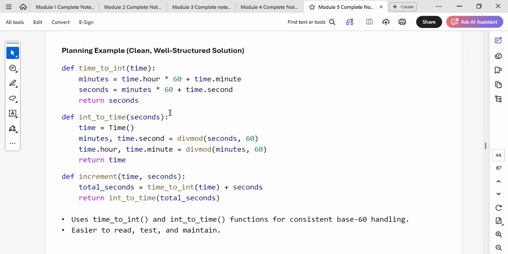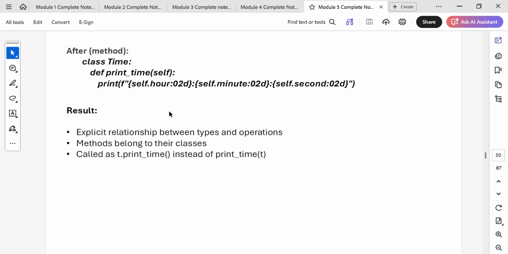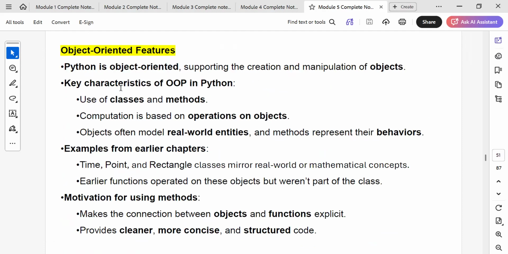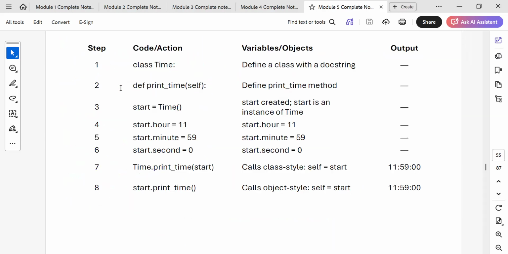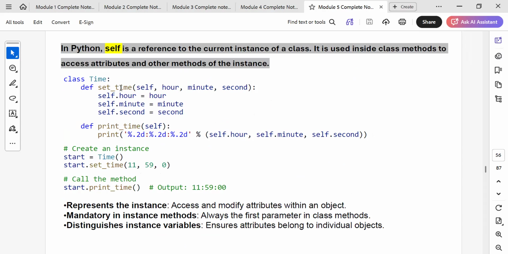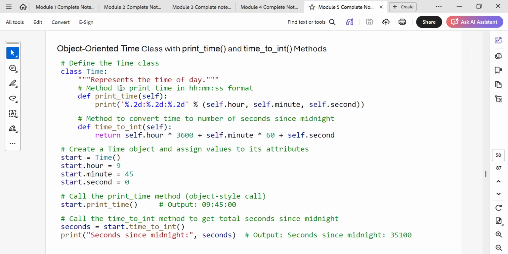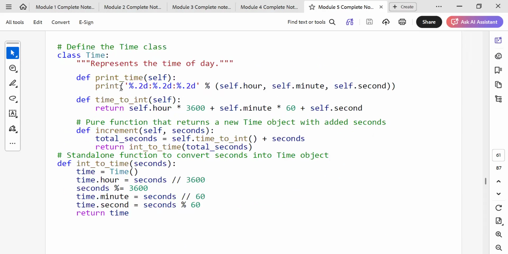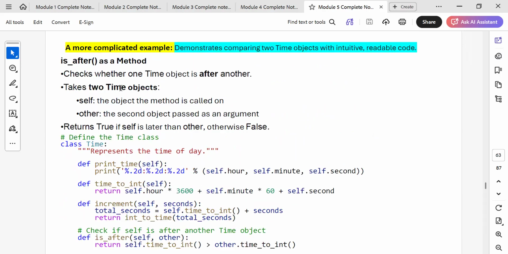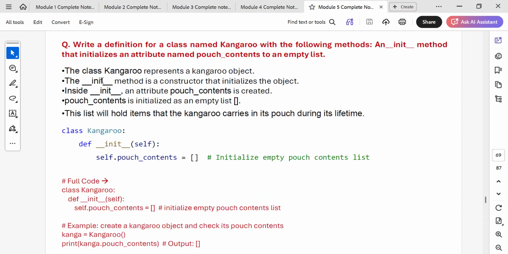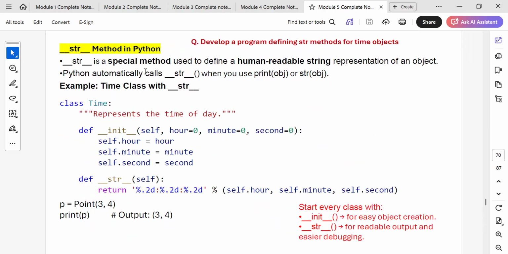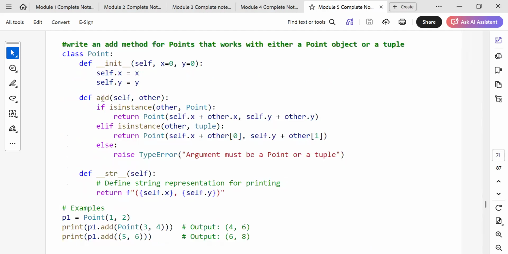Prototyping versus planning, please go through this. After that, what are the object-oriented features? Those things you have to answer. What is the meaning of the self keyword? The init method is very important. You see the questions also; these are previous year questions. Develop a program to demonstrate the str method and init method. These are the examples you may apply to satisfy your answer.